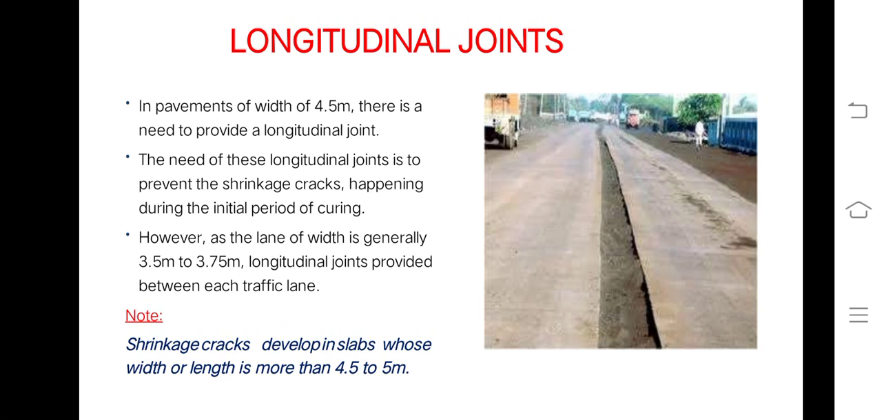See, now the figure is showing you two cement concrete slabs are cast and in between some space is left. This is nothing but a longitudinal joint. This helps for easy expansion and contraction. The need for this longitudinal joint is to prevent the shrinkage cracks happening during the initial period of curing. However, as the width is generally 3.5 to 3.75 meter, longitudinal joints are provided between each traffic lane. Shrinkage cracks develop in a slab whose width or length is more than 4.5 meter.